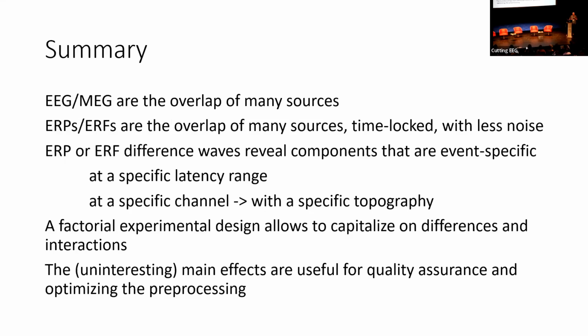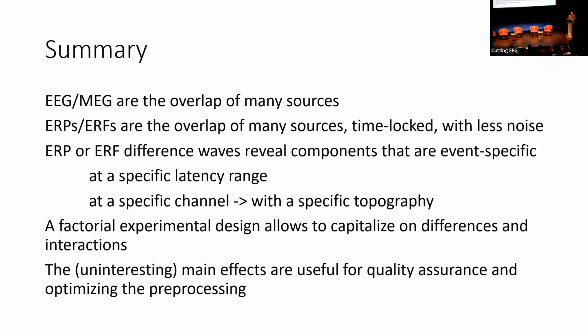So to summarize, EEG and MEG are the overlap of many sources. And if we average the event-related potential or the event-related field, then we also have the overlap of many sources, but only those sources that are time-locked, and we will have them with less noise, because the averaging reduces the noise. ERP or ERF difference waves reveal the components that are event-specific at a specific latency range and at a specific channel, so that means with a specific topography.